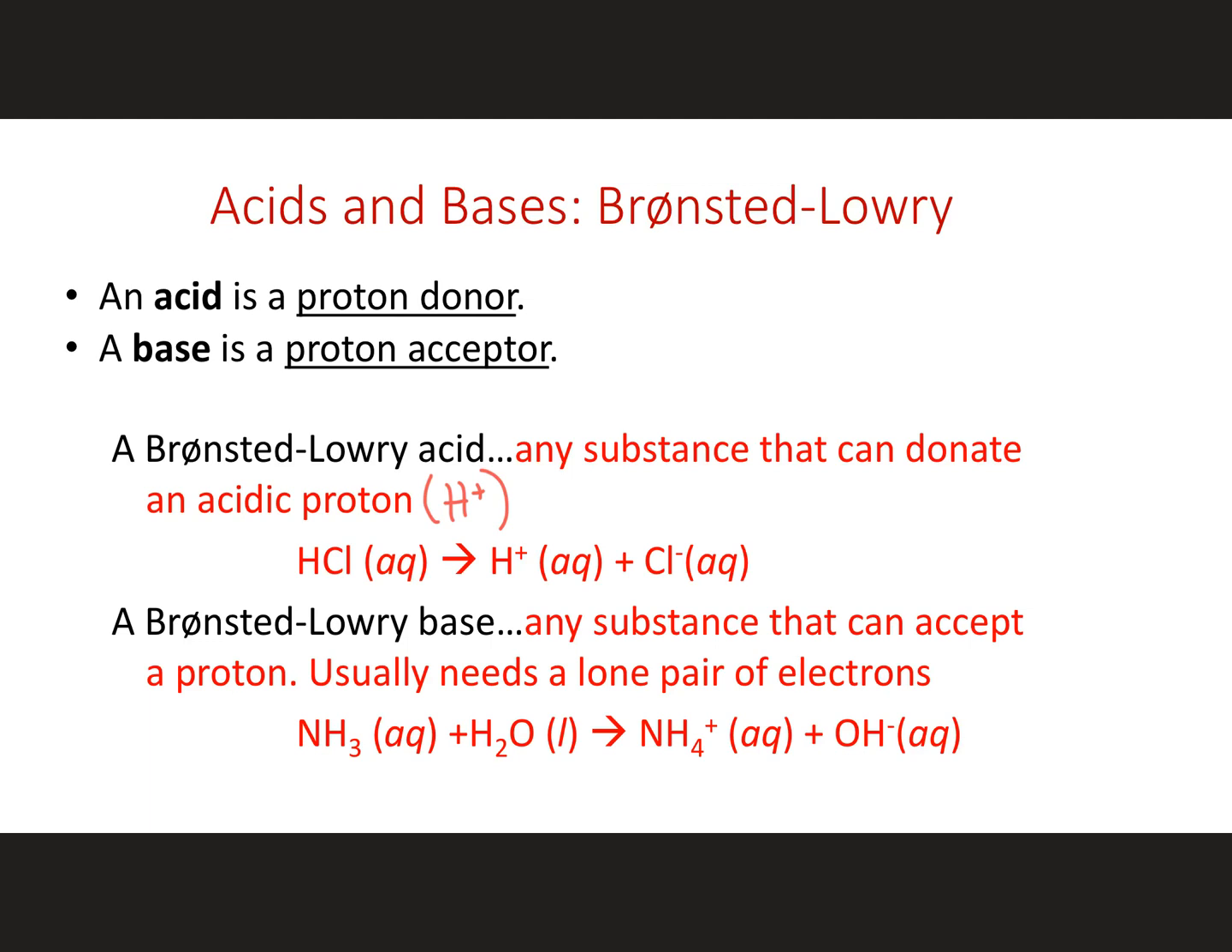So in this case, ammonia behaves like a base. It accepts a proton from water. That means water's donating a proton, and that makes water an acid. And so in the course of this reaction, ammonia accepts a proton, behaving like a base, making the conjugate acid ammonium. The other product from this reaction is hydroxide. Water behaves like an acid. It donates a proton, forming the conjugate base, hydroxide.